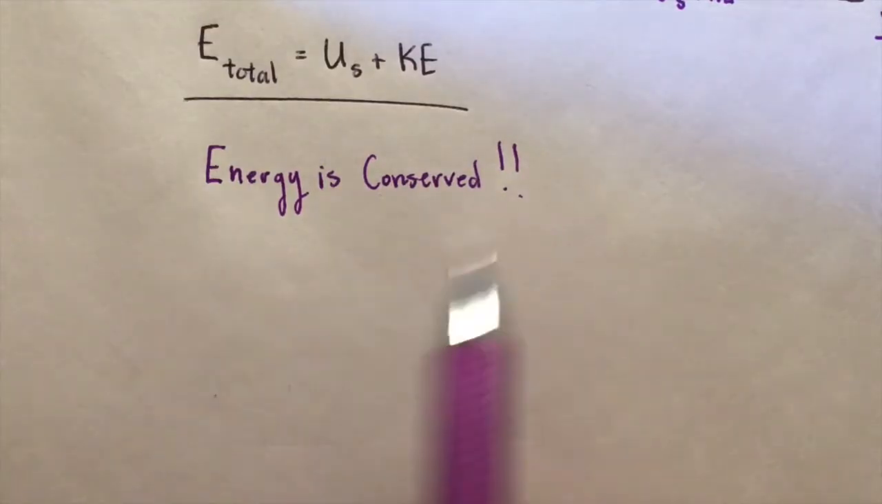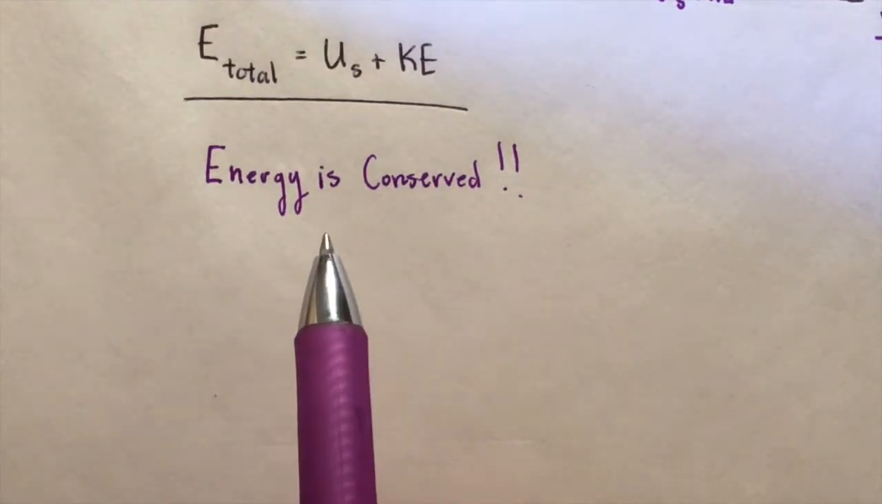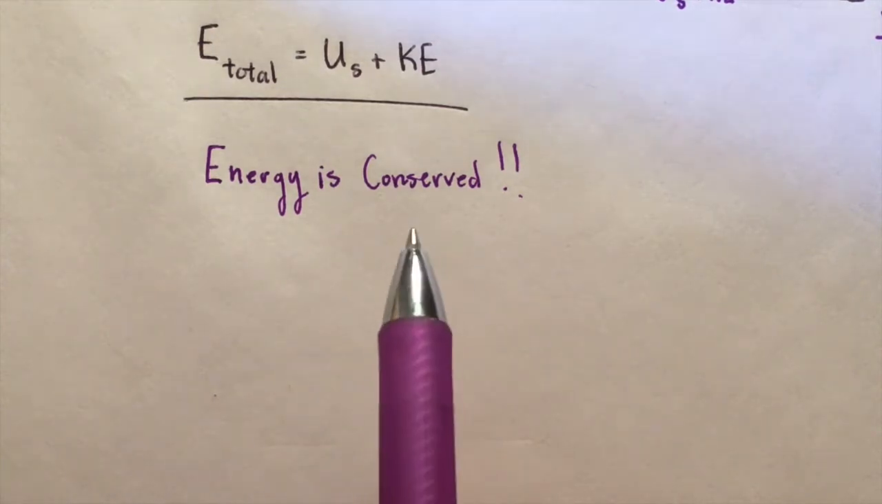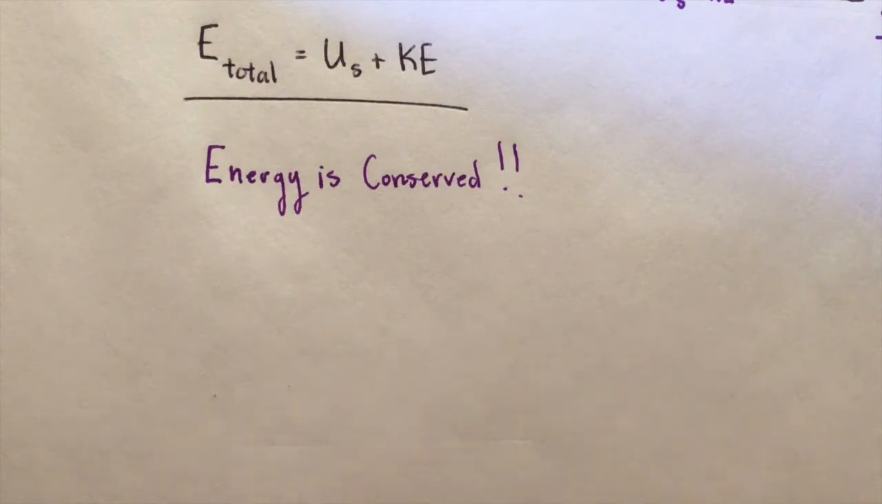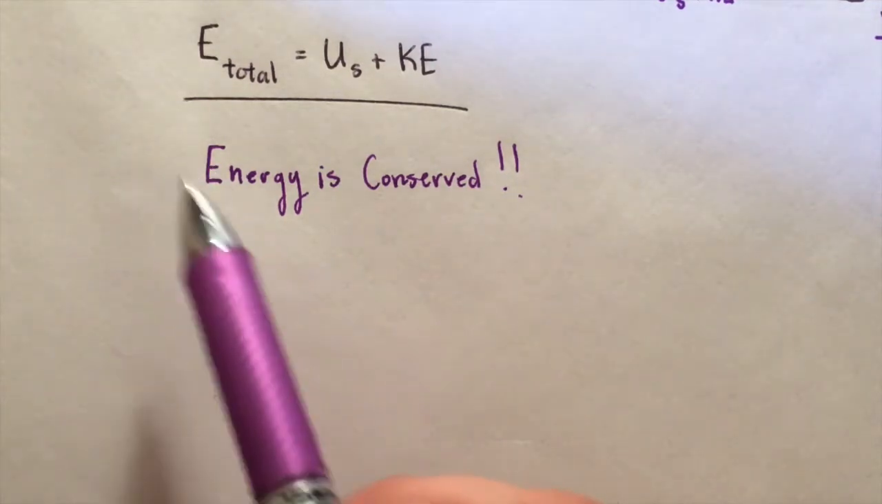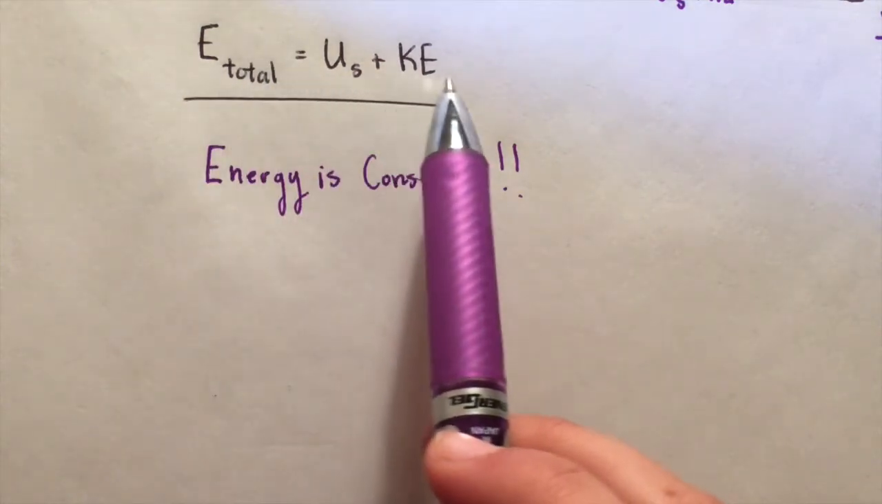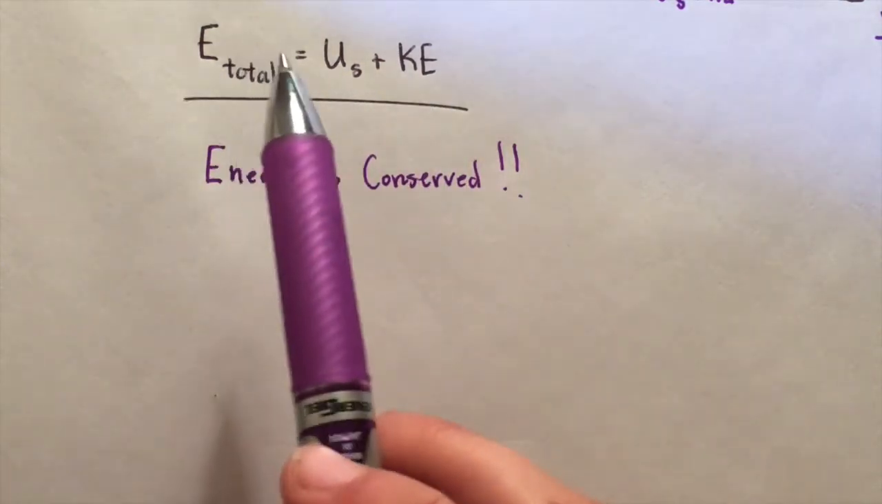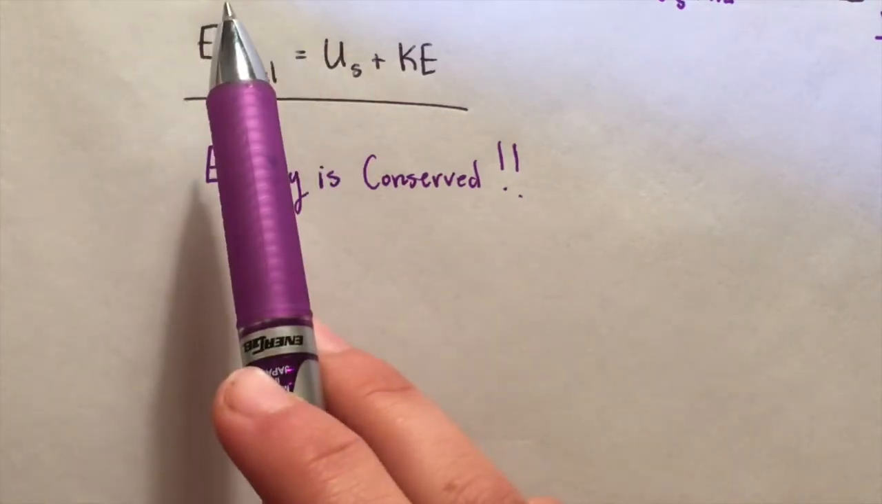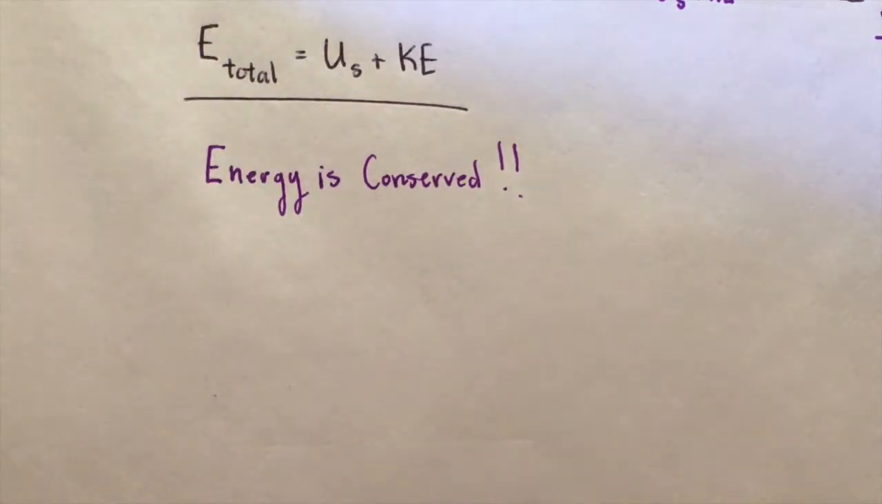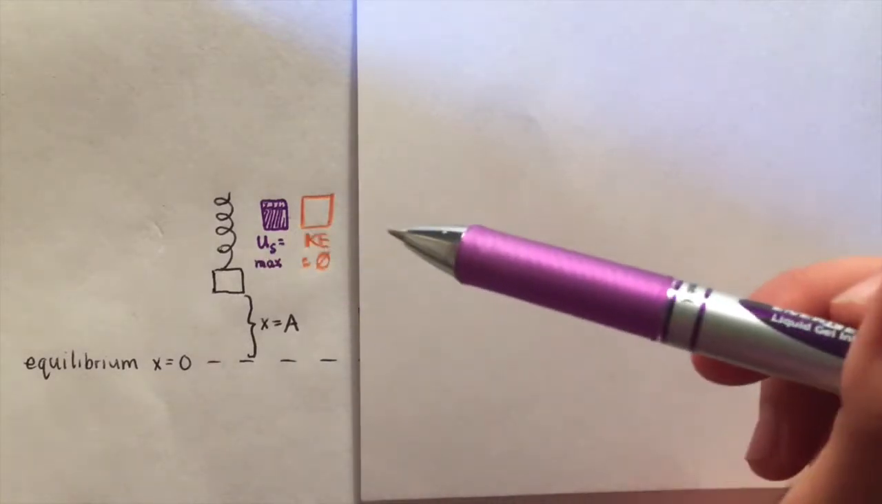All right, so here's conservation of energy written down in equation form for a mass spring system. This is saying that the total energy is going to be equal to the sum of spring potential and the kinetic energy at any point in the oscillation cycle. So at any point in the cycle, this equation is true and this total energy does not change because energy is conserved. Okay, so I have my energy bins.